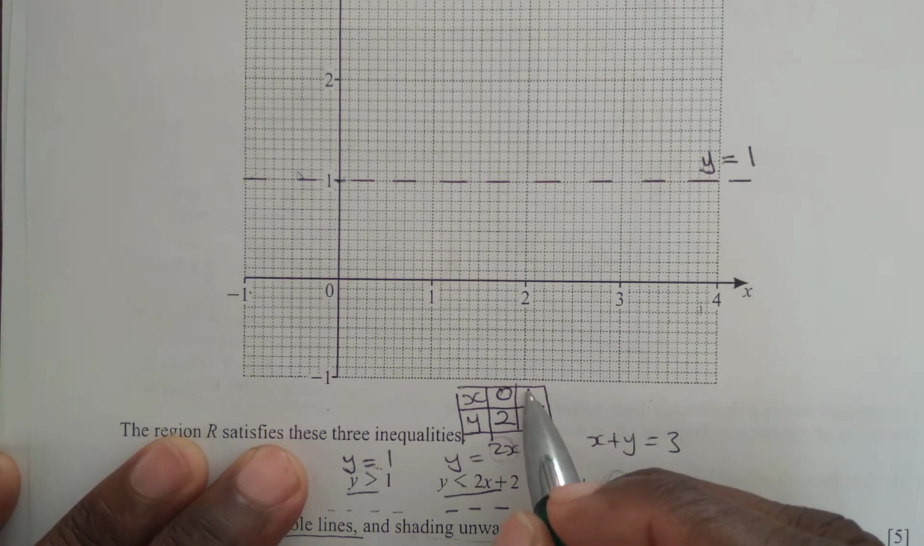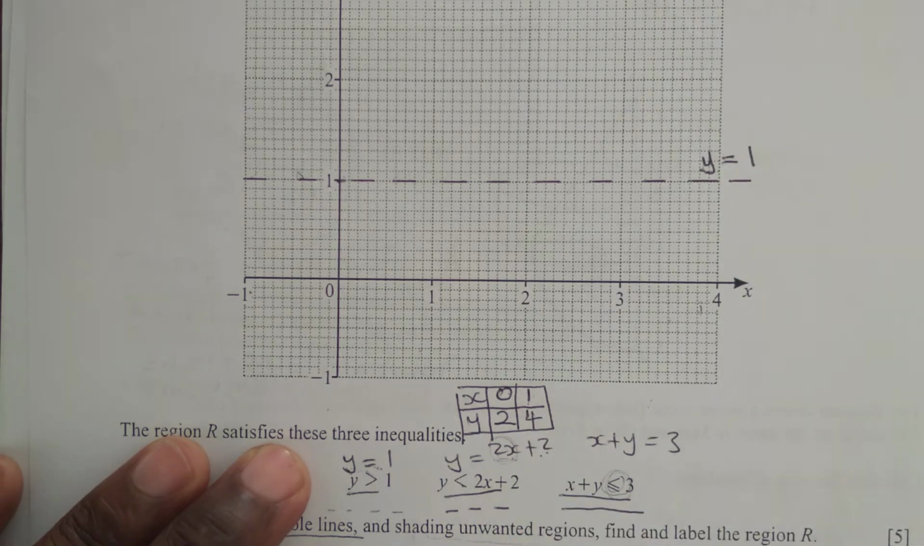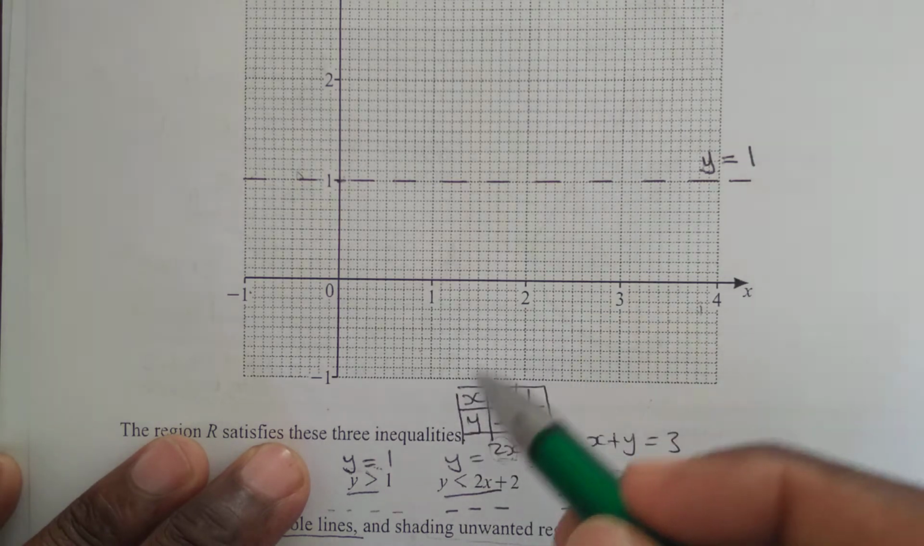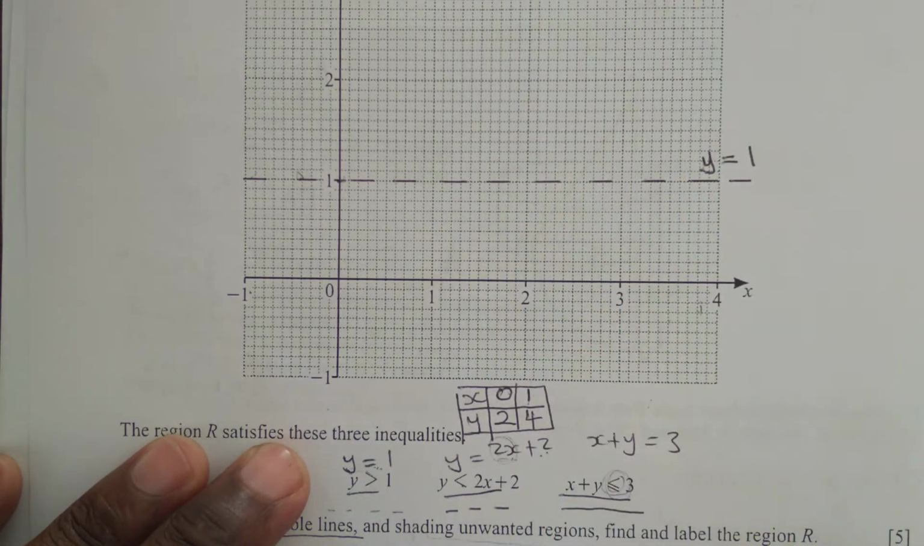If x is 1, y is 2 times 1 plus 2, which is 2 plus 2. That will give me a 4. Then I'll use this to draw a straight line on the grid. Let me show you how.